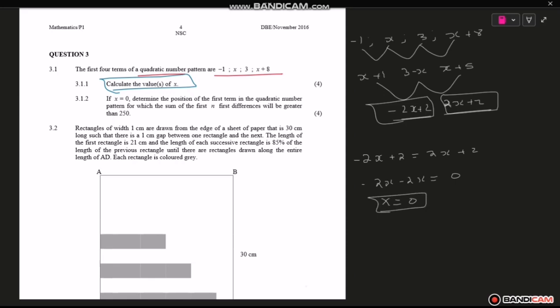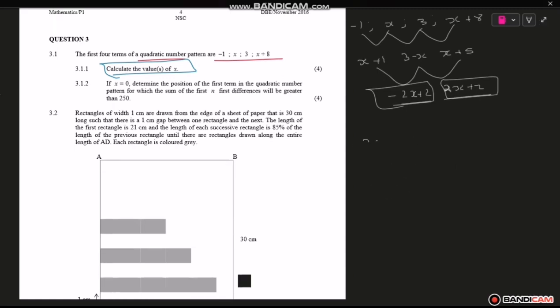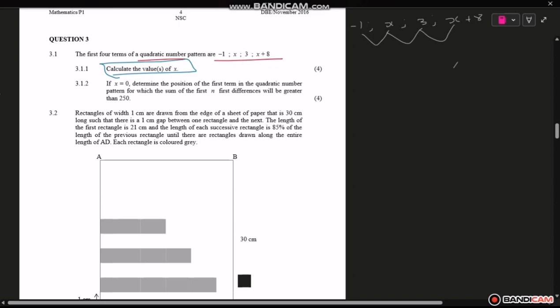Why? Because we'll say negative 4x divided by negative 4, and divide both sides by negative 4. We're going to have what? X as 0. I hope you understand that. So this is your 4 marks. So this is how you do this question. You must understand what a quadratic pattern is and how it works. I hope that makes sense.